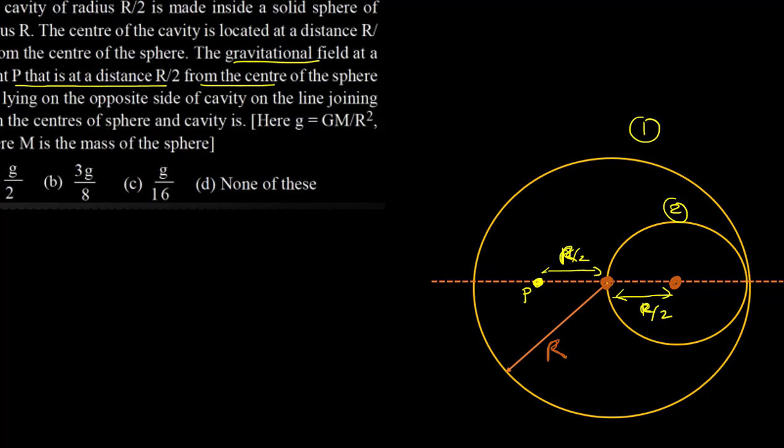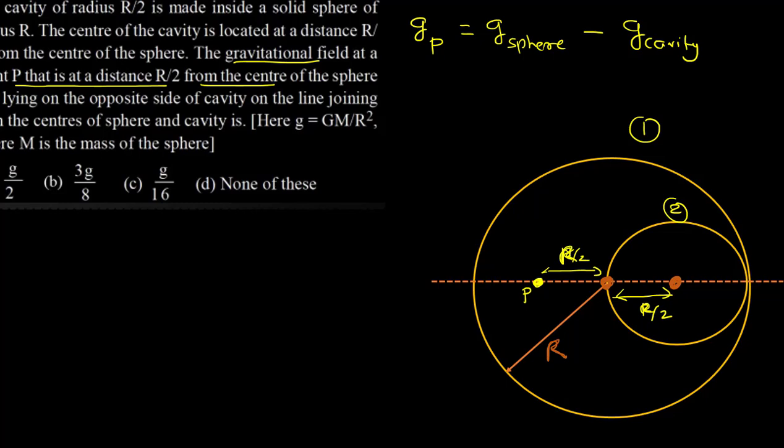So let's begin. If you want to find the gravitational field at point P, G_P, then it will be equal to the gravitational field at point P because of this original big sphere 1, subtracted by the gravitational field created by the cavity which has been cut out. So I will call this G sphere minus G cavity. Minus because we are removing this mass from the main sphere. G sphere minus G cavity.